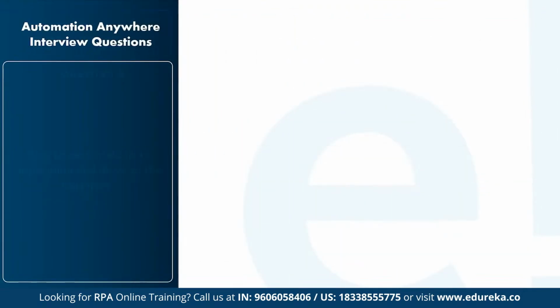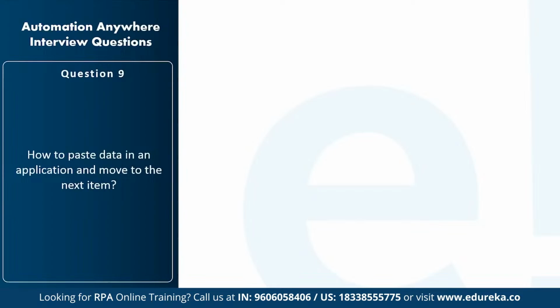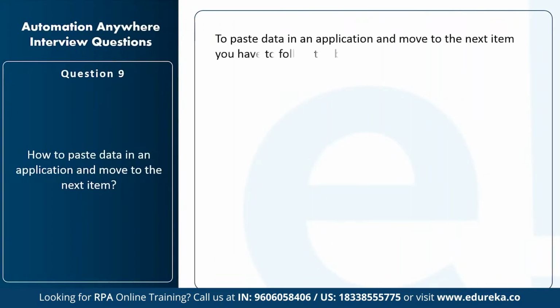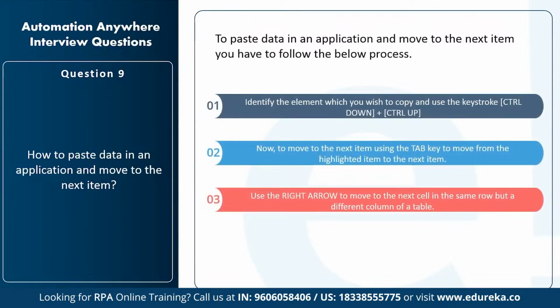Now moving on to the next question, that is how to paste data in an application and move to the next item. Well, to paste data in an application and move to the next item, you have to follow the process that is mentioned on the screen. That is, first is to identify an element which you wish to copy and use the keystroke, that is Control Down plus Control Up. Then after that, you have to move to the next item using the Tab key to move from the highlighted item to the next item.